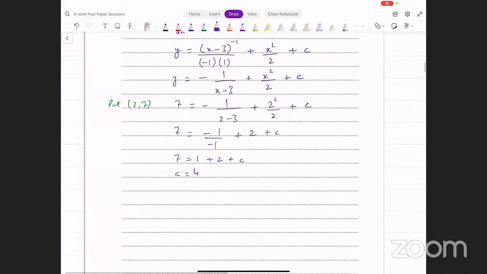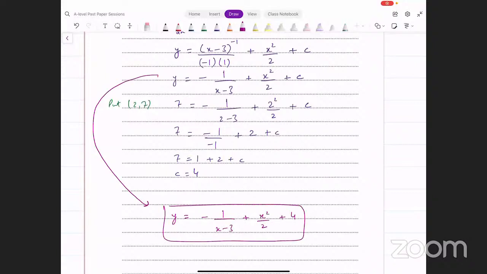Now, in the function we got above, input the value of c back and you'll get your function. Okay, so y equals minus 1 over (x minus 3) plus x square over 2 plus 4. That's the function that we were looking for. This is what we needed. All right, I hope that makes sense.